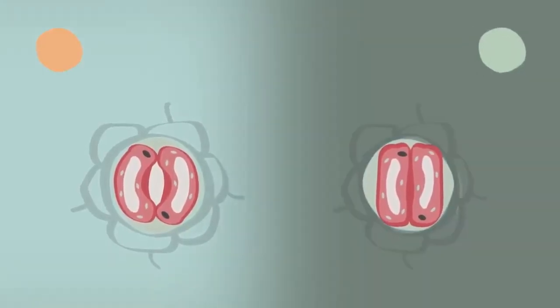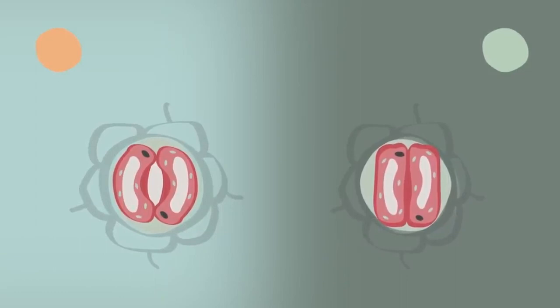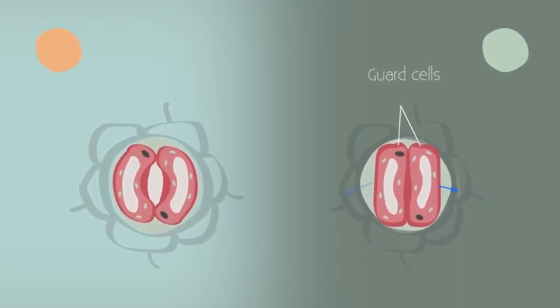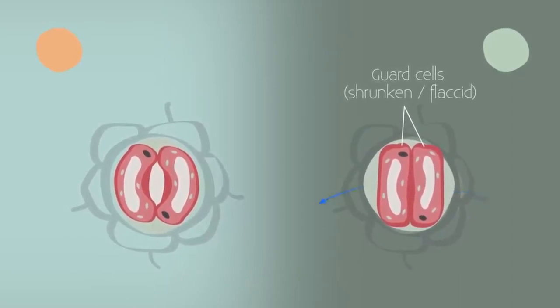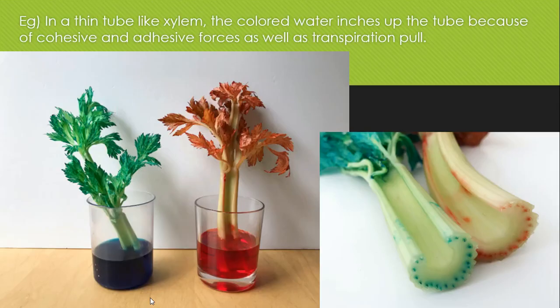During the night, all the sugar produced by the chloroplasts gets used up, so the water potential of the guard cells increases. More water, less sugar. The guard cells lose water by osmosis and become flaccid, and the stomata starts to close. This reduces water loss. So lots of mechanisms at play there.